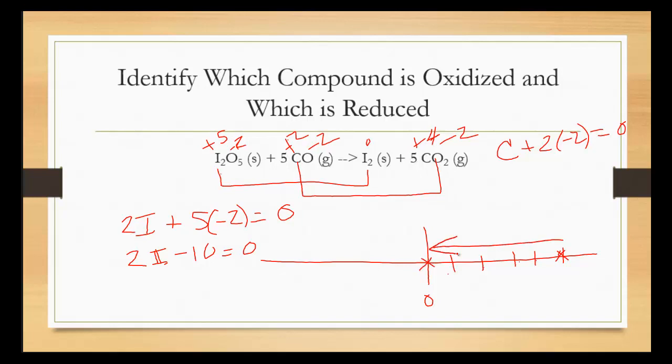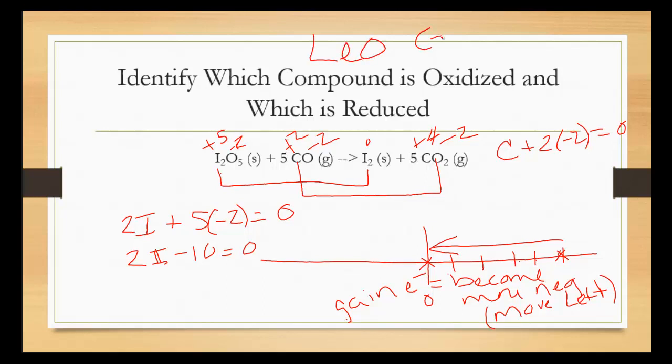Electrons are negatively charged. Because of that, when you gain electrons, you're gaining negative charges. So it's becoming more negative. As a result, it's going to move to the left on the number line, because it's becoming more negative. So therefore, gain electrons reduction, LEO GER. Gain electrons reduction. So this is reduced.